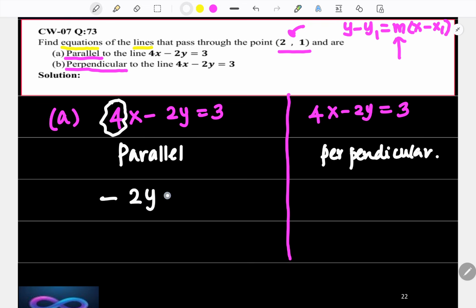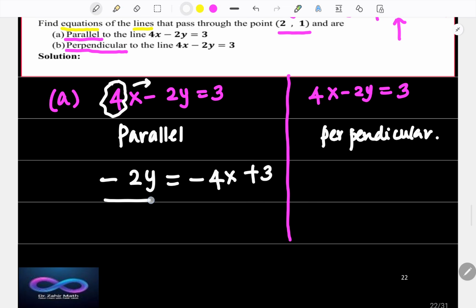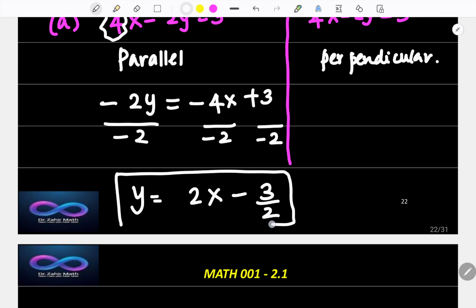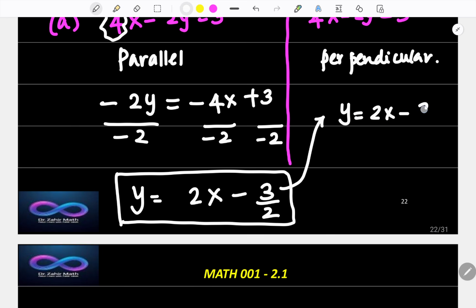I'm going to write it in the model y equals mx plus b. So minus 2y, 3. And then this 4x, I'll take to that side, which is negative 4x and then plus 3. Clear, all of you? Negative 4x and plus 3. I want to find y. So divide by negative 2, divide by negative 2, divide by negative 2. So y equals, 4, 2 gets cancelled, I'll get 2x, negative 3 over 2. So this is my equation. If I do it here, here also it will be the same. y equals 2x minus 3 over 2 because it's the same equation, right?